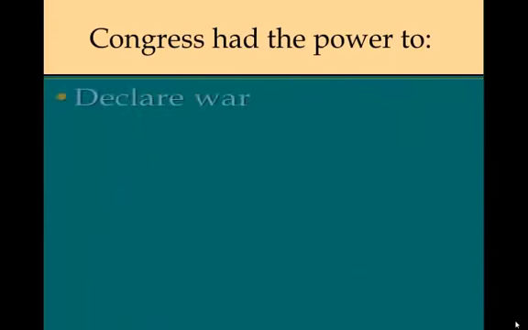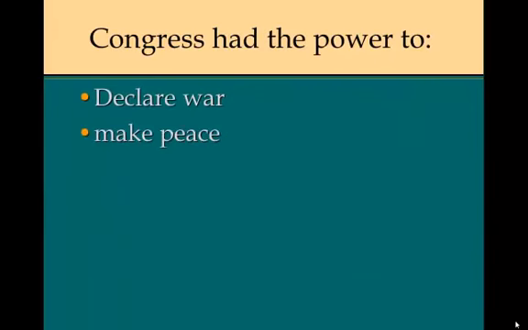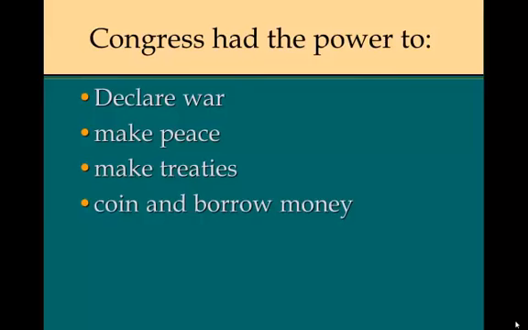Congress was given the power to declare war, make peace, make treaties, coin and borrow money. Now remember, to coin money is the physical act of making that money. Create post offices. We had committees of correspondence during the American Revolution.